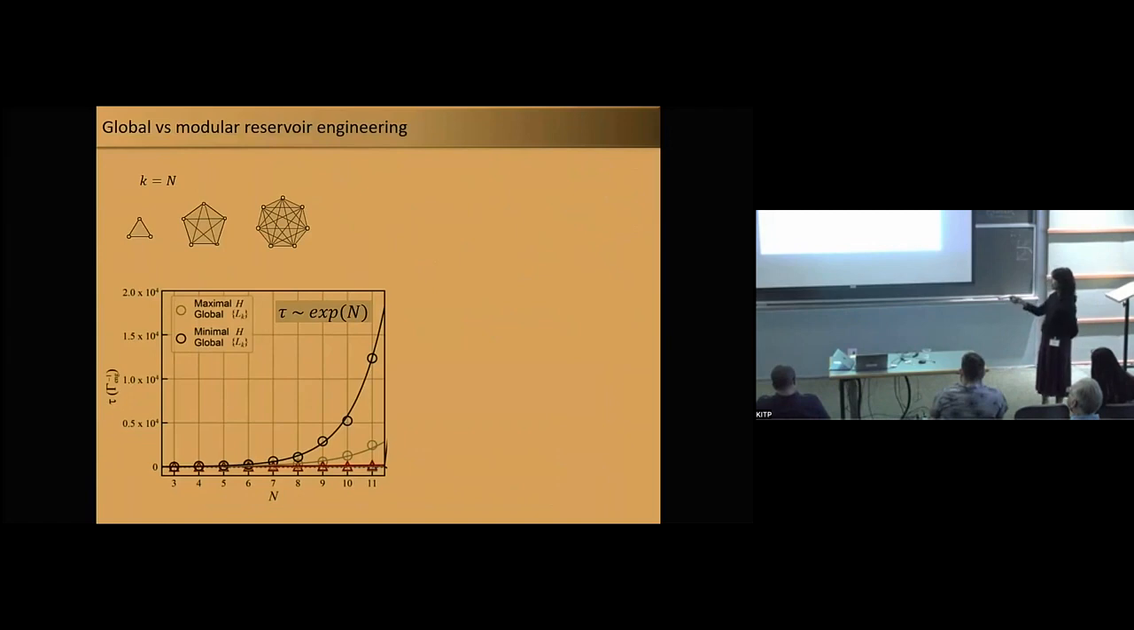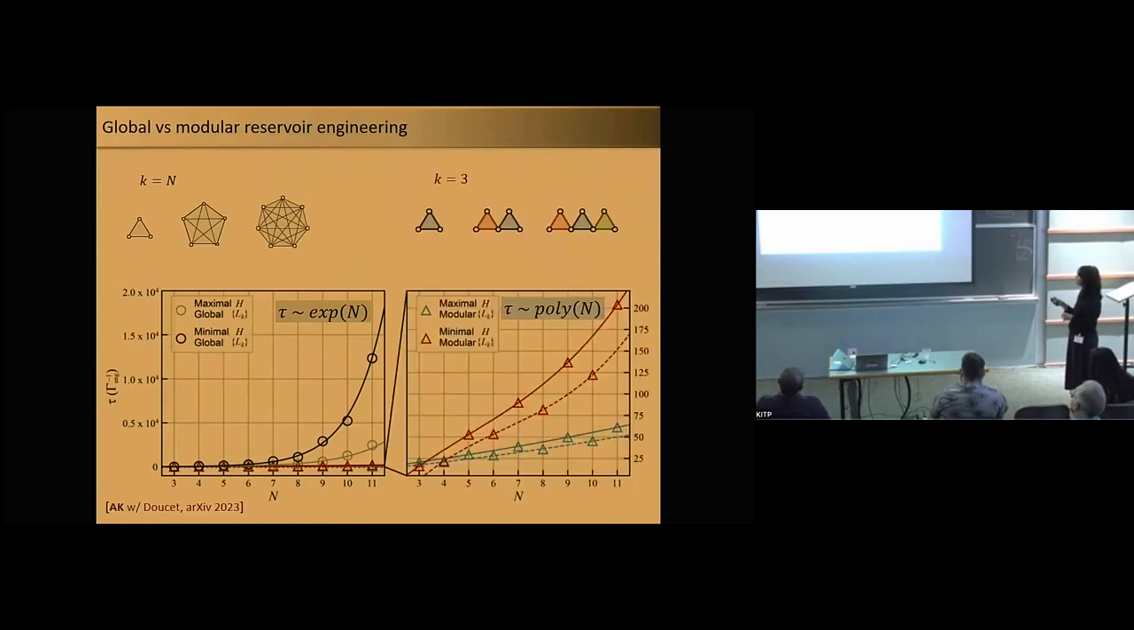You can also play this game with Hamiltonian using maximal versus minimum terms, which I'm not going to discuss in detail for the interest of time. Whereas when we actually try to do this modular dissipation, we see a polynomial scaling. So we find an exponential advantage when you do not demand all-to-all connectivity in dissipator hypergraphs, which is antithetical to the idea that all-to-all connectivity is a desirable feature in Hamiltonian physics.